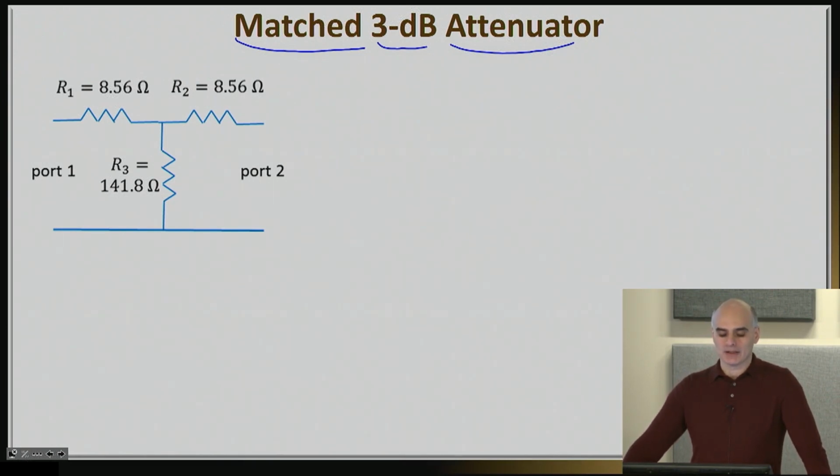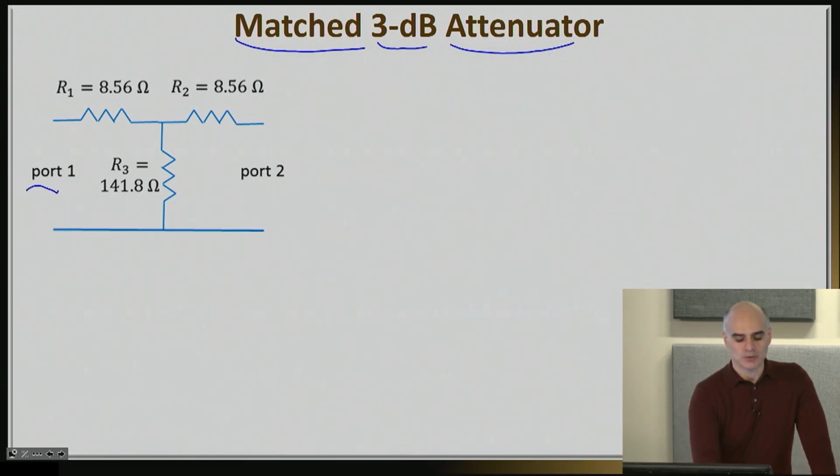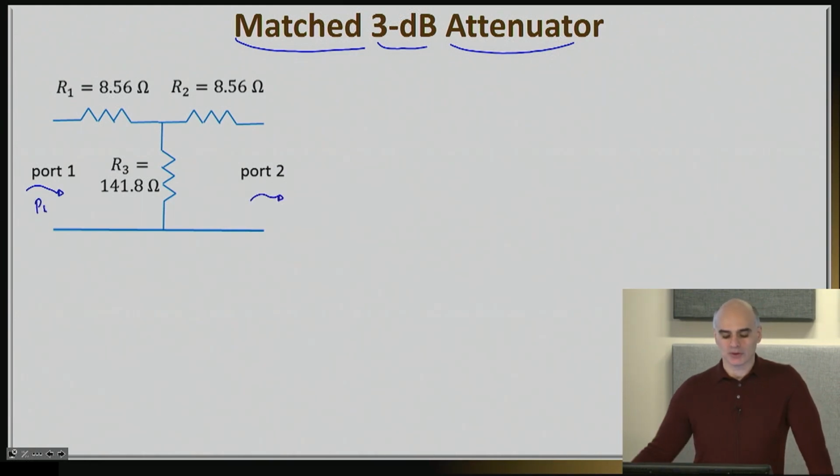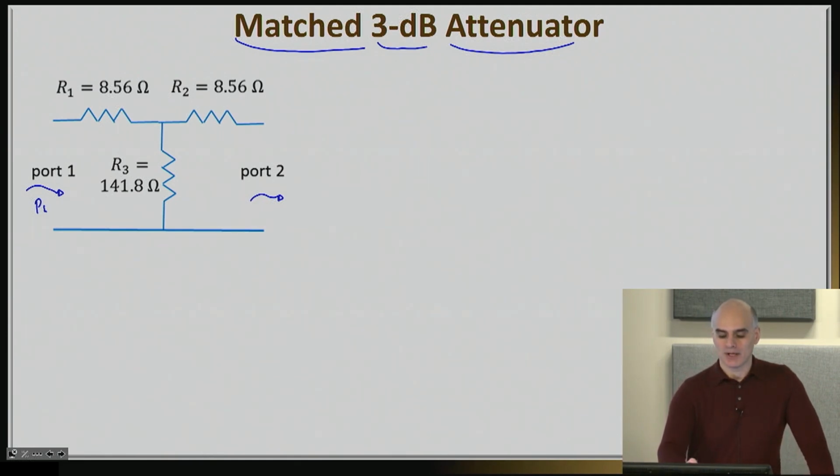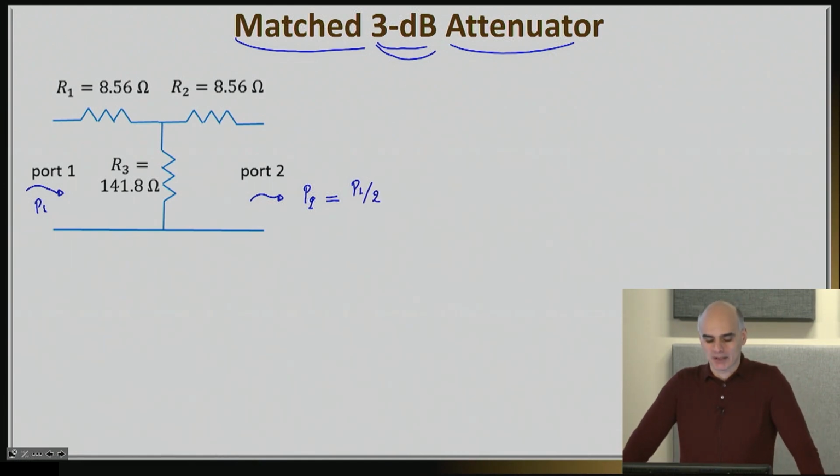And so that means that if I shoot this network with some power from port number 1, the power that should come out from port number 2 should be attenuated. By how much it should be attenuated is given by this number. So this is a 3 dB attenuator. That means that P2, the power that will come out from port 2, should be equal to half of my incident power in port number 1.